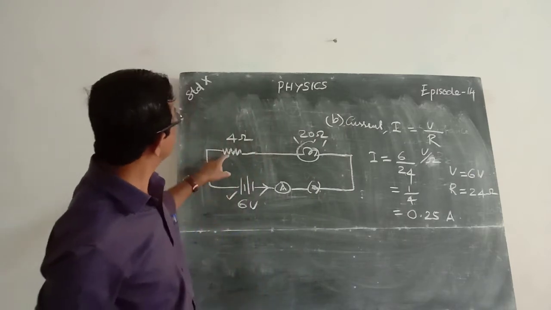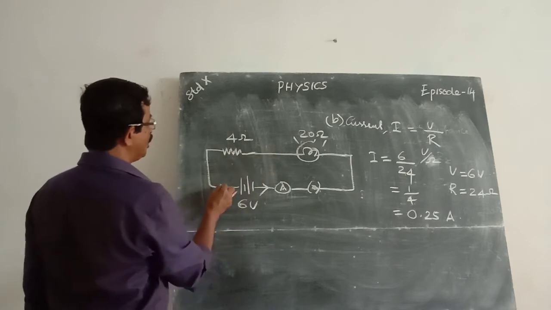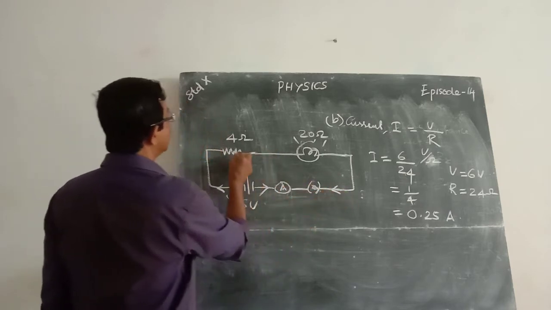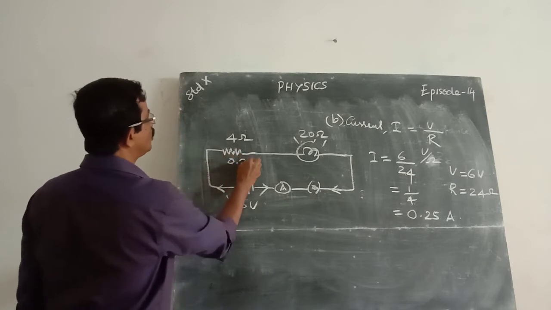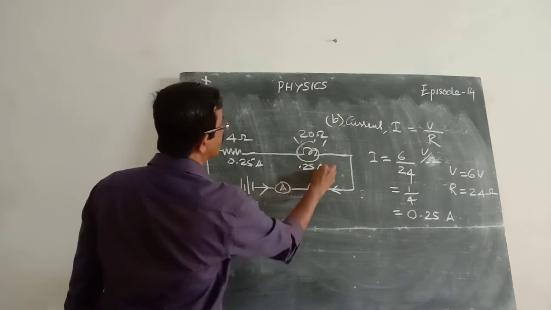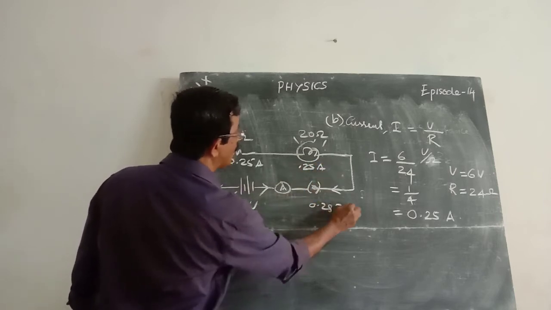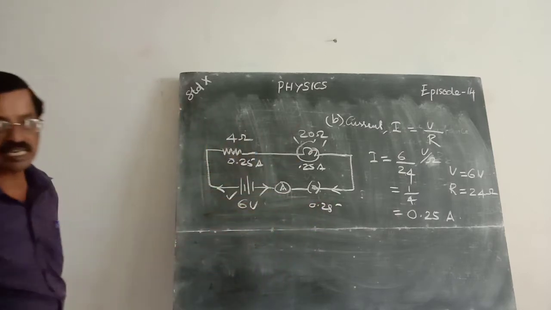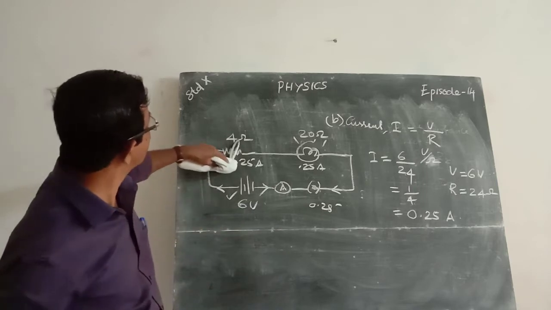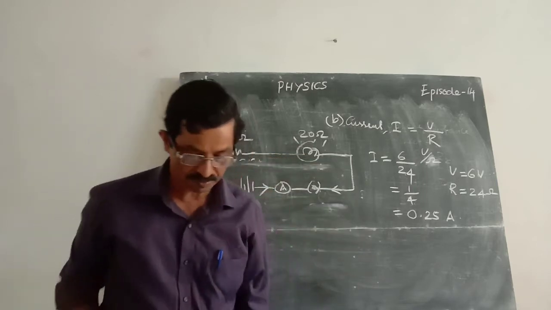Now the current through the circuit, we know, goes from positive to negative, and current here is also 0.25 ampere, through this also 0.25 ampere, through this key when closed also 0.25 ampere. That is, throughout, the current remains the same. There is no change in current in the circuit. Throughout the current is the same.